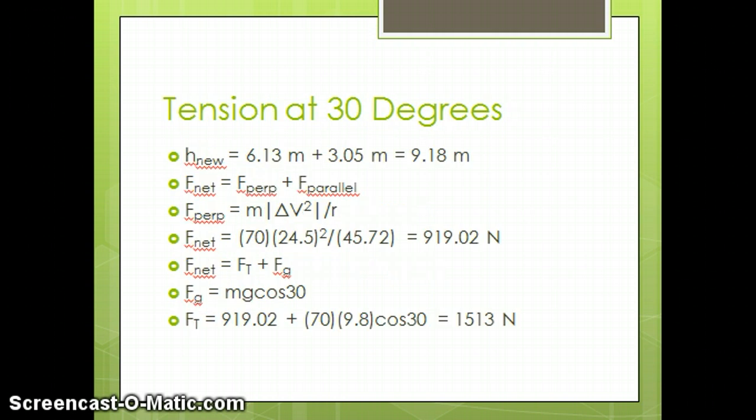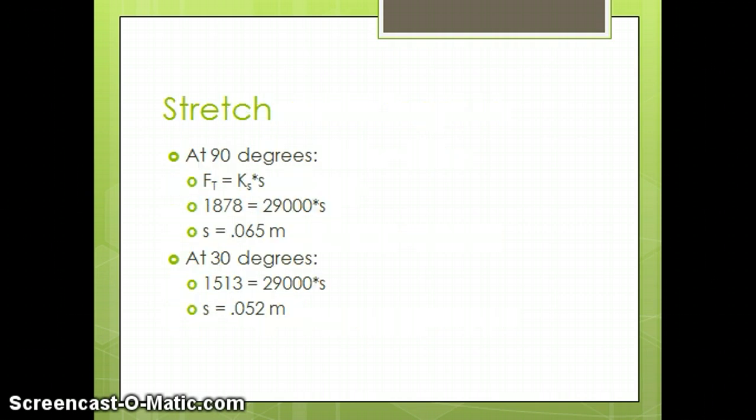The tension at 30 degrees is found by finding that the jumper avoids the ground by 3.05 meters. So h at 30 degrees is equal to the original h plus 3.05 meters. Again, F parallel at the bottom equals 0, so F net equals F perpendicular. In this case, we find that the force of gravity is equal to mg cosine 30. Therefore, we find that the force of tension equals 1513 newtons.